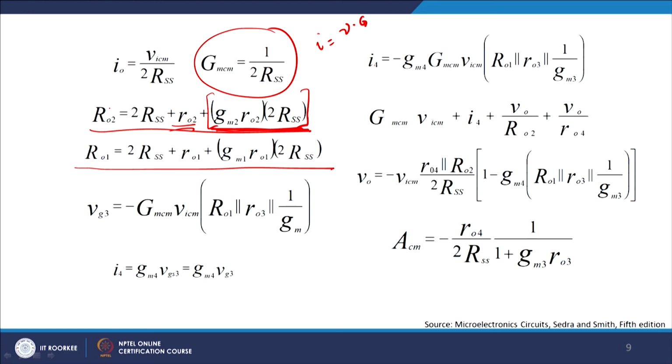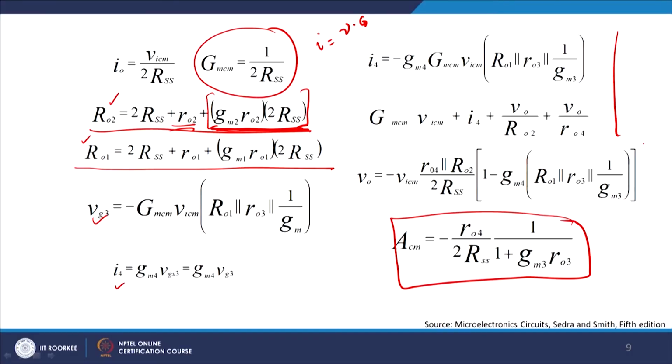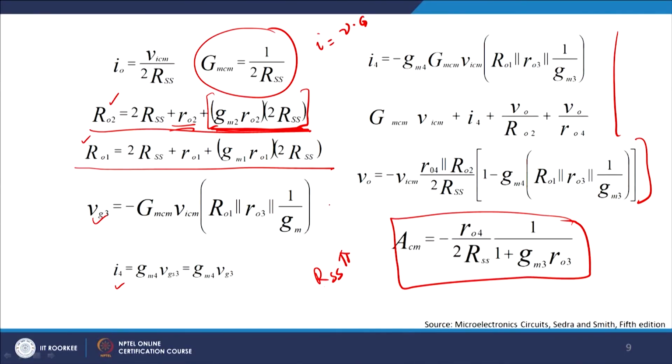Since R01 and R02 are known to you, you can predict the value of I4 and VG3, and from here I will get the common mode gain ACM to be equal to this much. Please solve these internal steps yourselves, as I am not doing them in the lecture module, and you will get R04 by 2 RSS by 1. So, if you want your ACM to be really small, keep your RSS infinitely large, and that is the reason why we require an almost ideal current source here, to make my RSS as large as possible. That makes my ACM very small, and therefore my CMRR will also be very large.